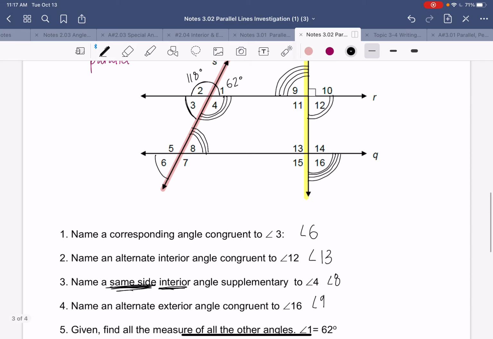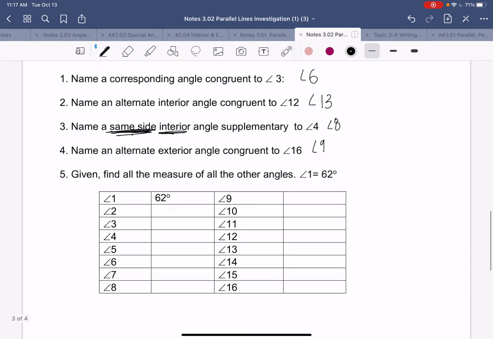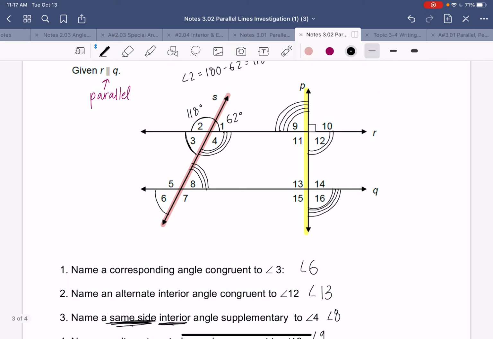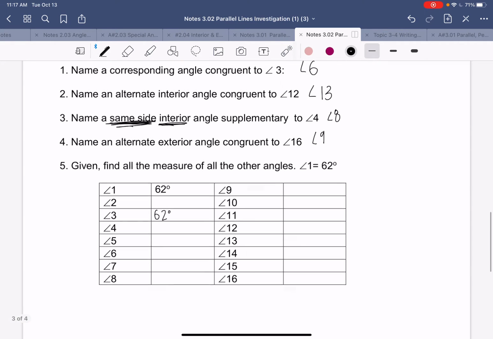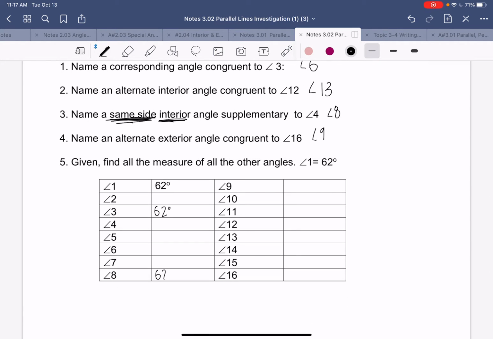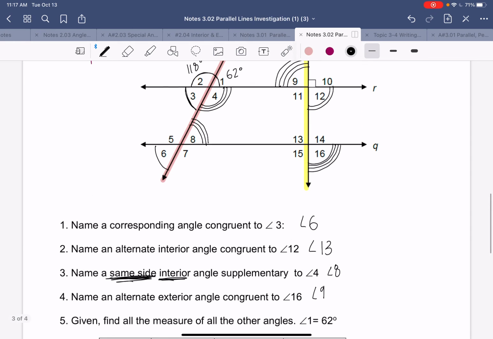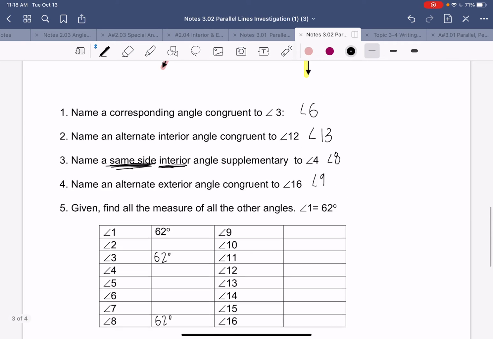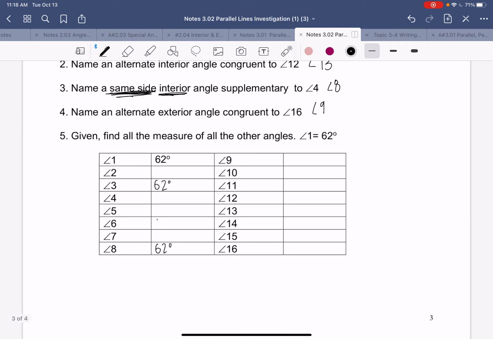So angle 1 and angle 3 are congruent because they are vertical angles. Well, angle 1 is also a corresponding angle to angle 8, so angle 8 is also 62 degrees. And then angle 1 is also an alternate exterior angle to angle 6, so angle 6 is also 62 degrees.